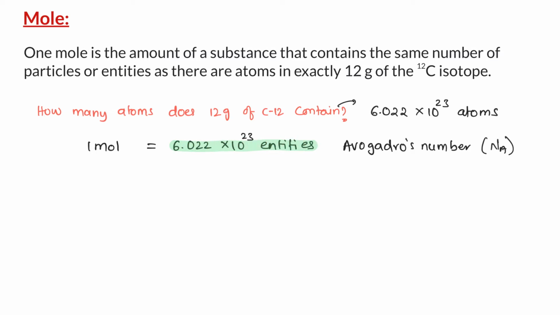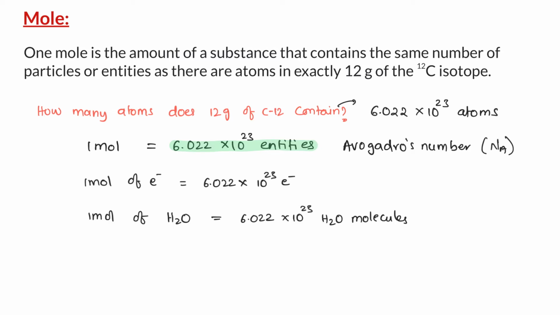For example, 1 mole of electrons has 6.022 times 10 to the 23 electrons. If we take 1 mole of water, it will have 6.022 times 10 to the 23 water molecules, and so on. We can think of mole as a unit of number, something like 1 dozen. 1 dozen always means 12. Similarly, a mole always means 6.022 times 10 to the 23 entities.